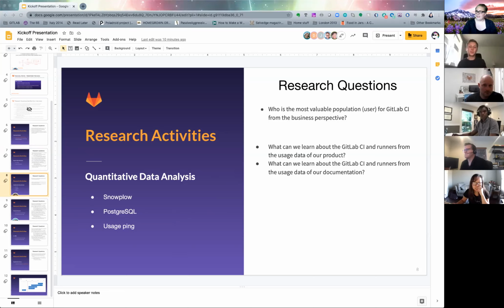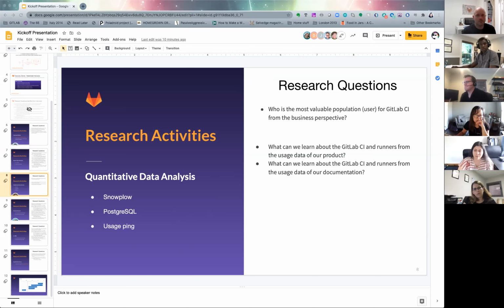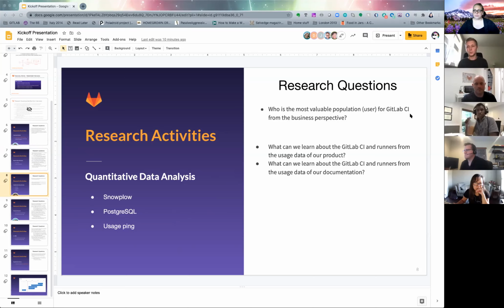So as Lorie already mentioned, one of the outcomes of the stakeholder interviews was that the direction is not super clear for us at the moment. We were talking about enterprise users, but also SMB users. We were talking about migrating from different CI tools, but also starting from scratch with GitLab. And to make sure that we have the direction set clearly, we have to work with quantitative data.